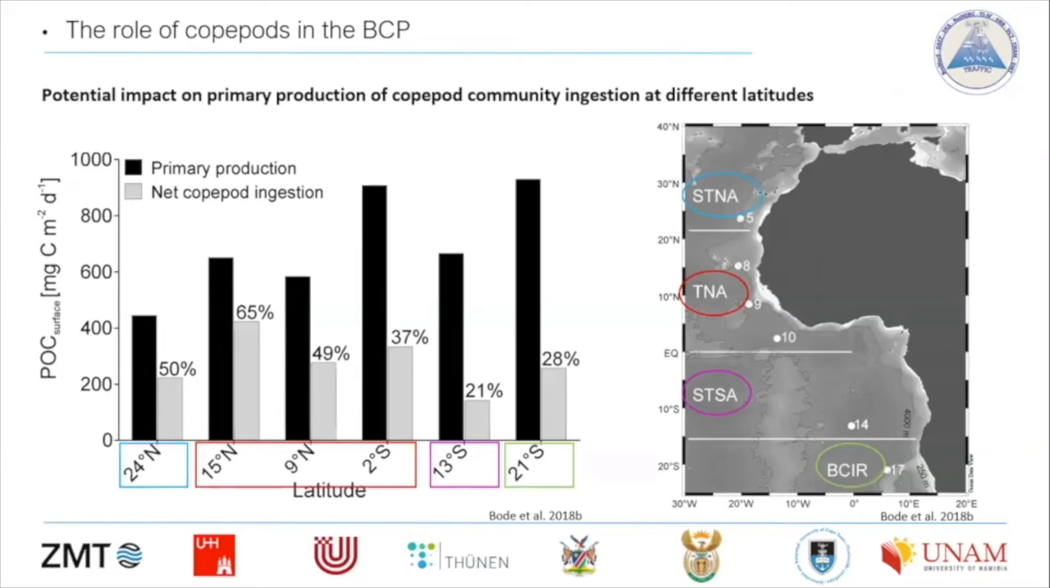So this is from my PhD, where we see that there are differences in the potential impact on primary production of copepod community ingestion at different latitudes, varying from 21% to 65% of primary production potentially consumed by copepods. This is the net ingestion, so the egestion is calculated out of this equation, and this was mostly because of different community structures, different abundances, and of course also different primary production regimes, as you can see here.